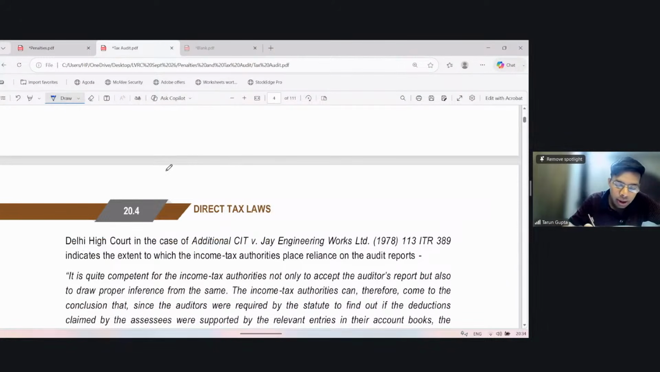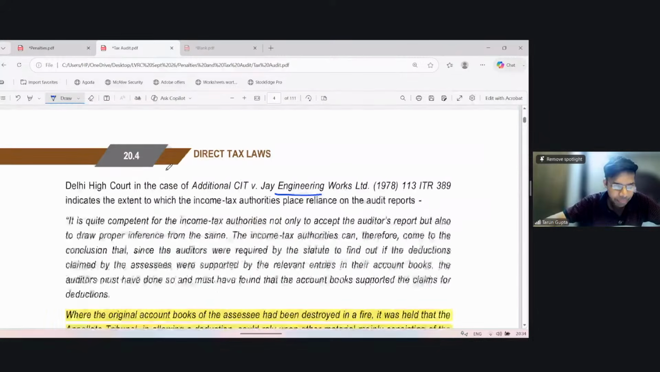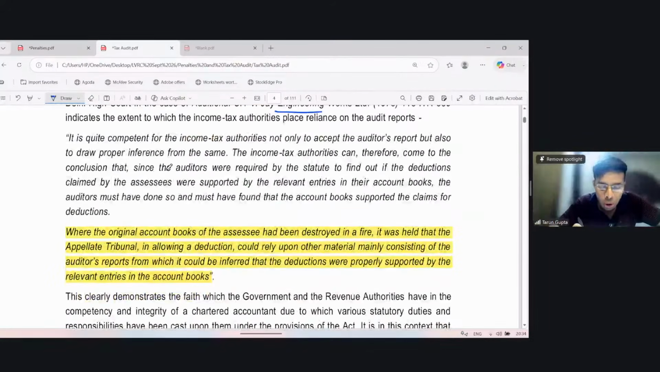The Delhi High Court in the case of J Engineering Works Limited held as under, where the original account books of the assessee had been destroyed in a fire. It was held that the appellate tribunal, in allowing a deduction, could rely upon other material, mainly consisting of the auditor's report, from which it could be inferred that the deduction was properly supported by the relevant entries in the account books. So they have placed a great level of confidence in the audit report issued by chartered accountants.